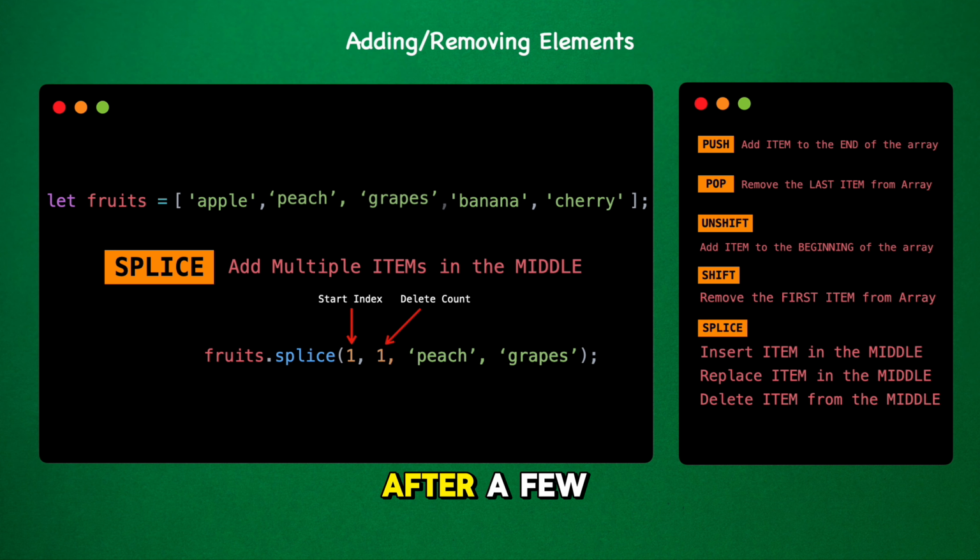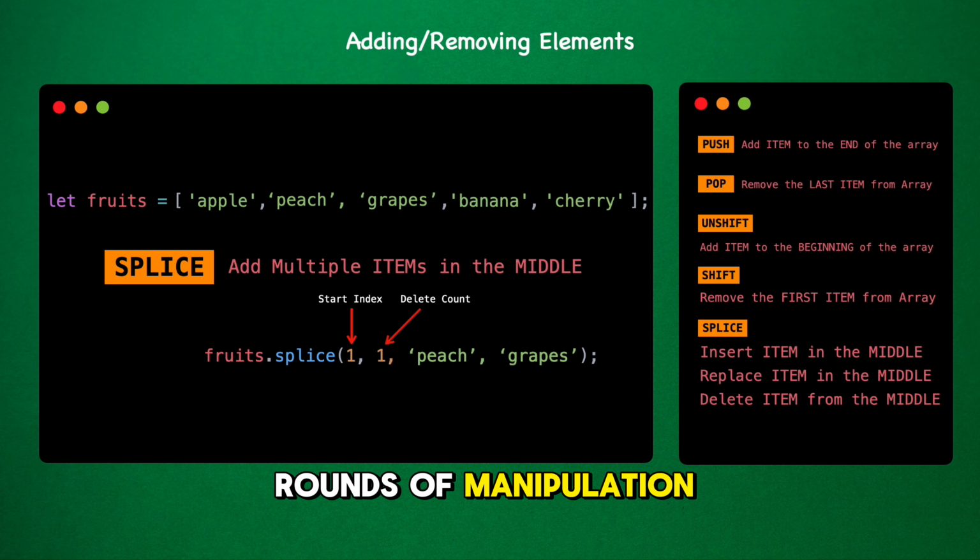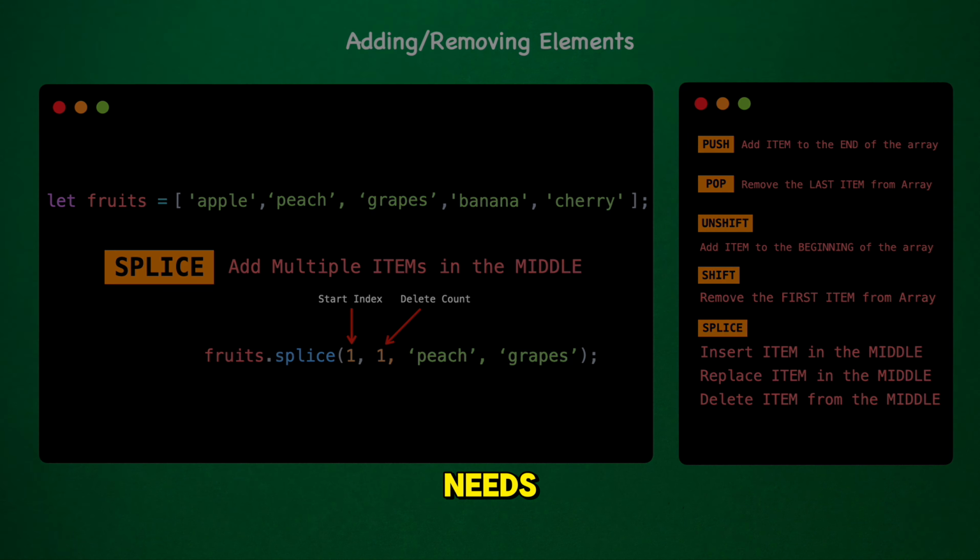This is your array after a few rounds of manipulation. With .push, .pop, .unshift, .shift, and .splice, you have a toolkit that can handle most of your array manipulation needs.